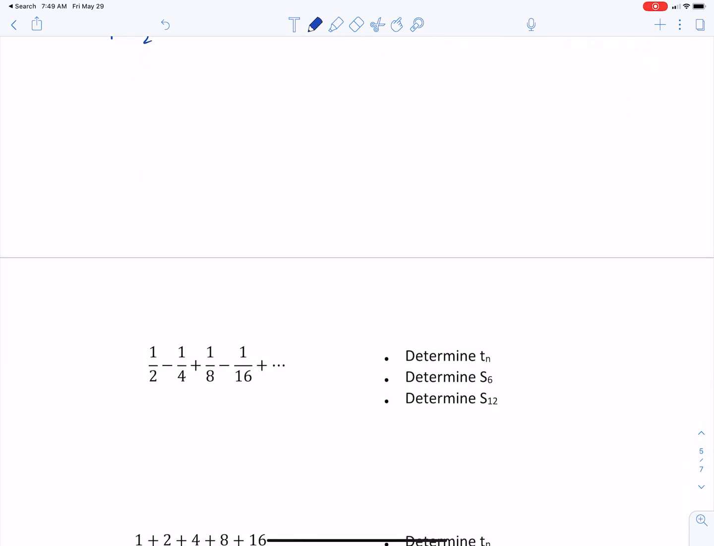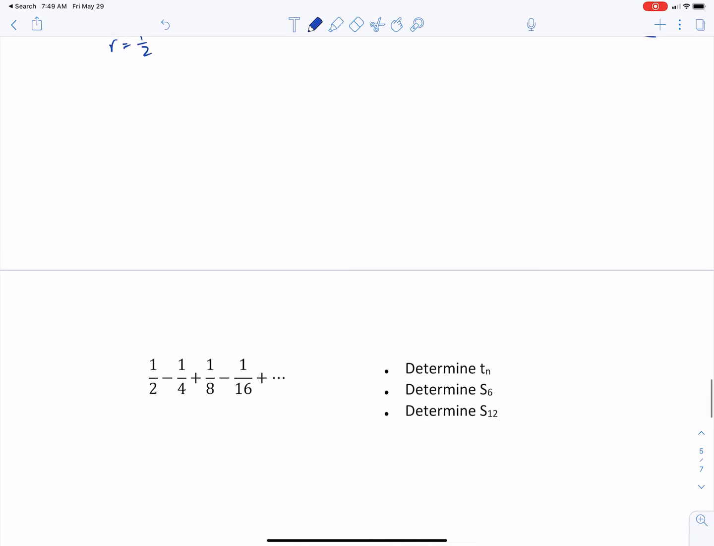So here's a slightly different one. Can you see what r is and what Tn is for this problem here? Maybe take a moment and try to do that. Try to find the sum of 6 and see what you get.